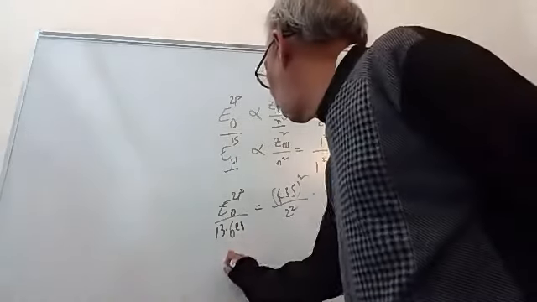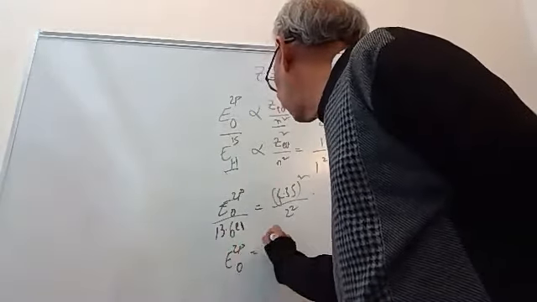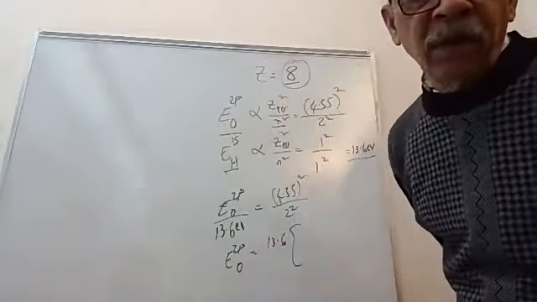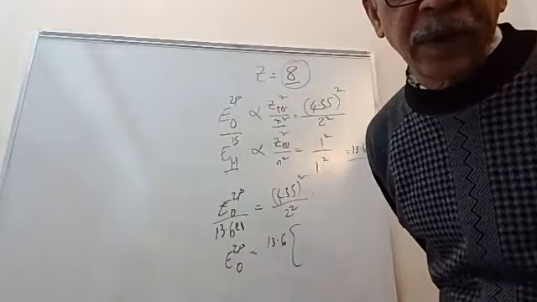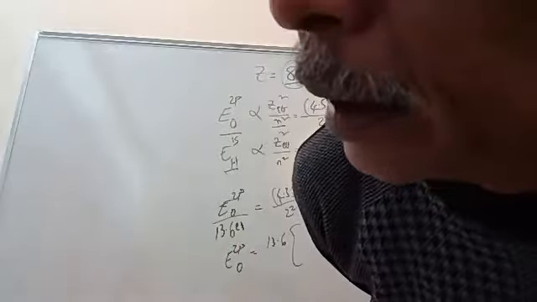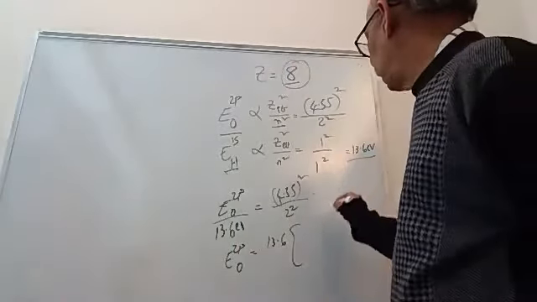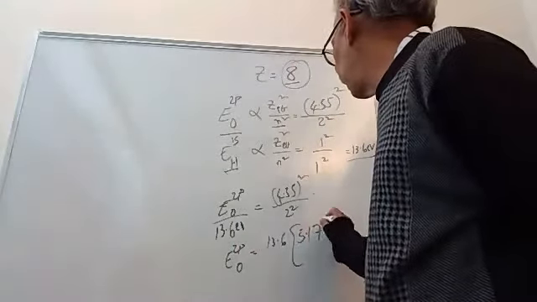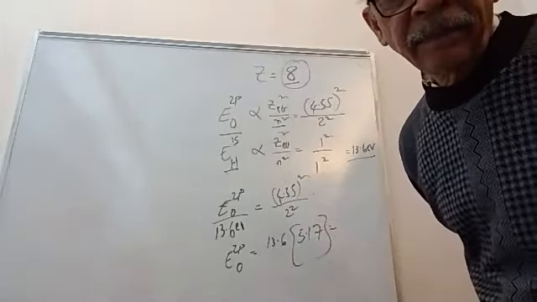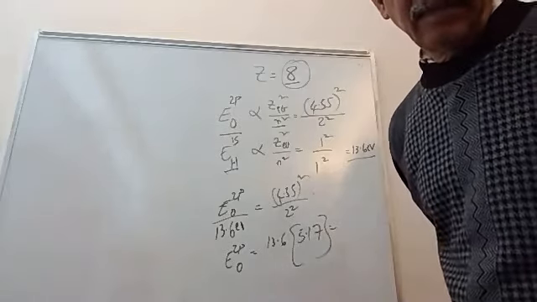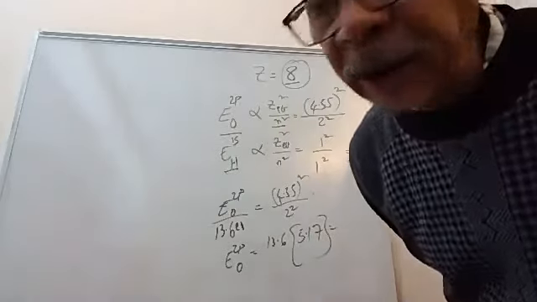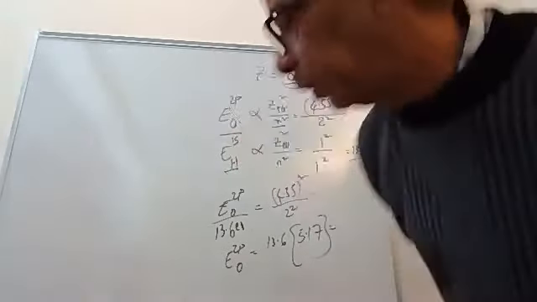So the energy of the 2p electron of oxygen will be 13.6 times... Can anyone tell me the value of 4.55 squared divided by 2 squared? 5.17. So that's about 5.17. So what's the answer? 70.4.